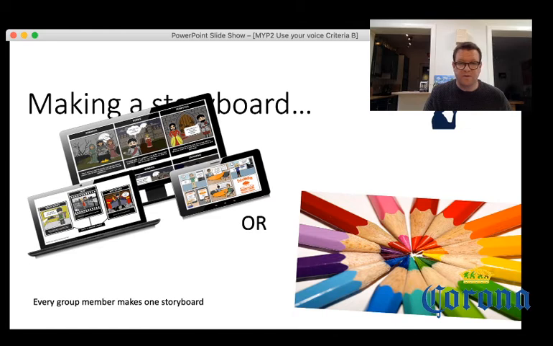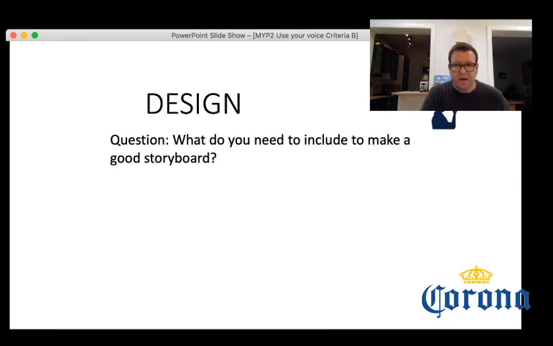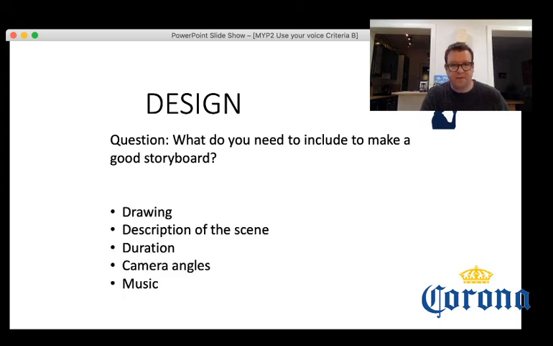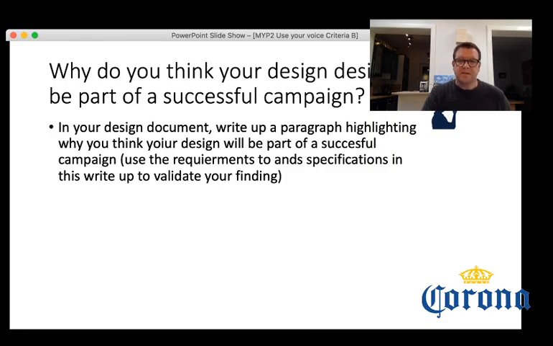Everybody in the group can make one storyboard each, but if you want to make different storyboards, come up with different ideas, there's no limit on how many storyboards you can make. So what you need to include to make a good storyboard: the drawing, description of the scene, duration, camera angles, music. You can go back and add any other information that makes it clear to the person viewing that. So in your design document, write up a paragraph. Once you've done the storyboards, write up a paragraph highlighting why you think your design will be part of a successful campaign, and use the requirements to write this up.